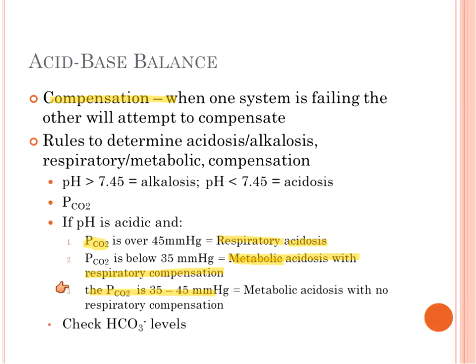If the partial pressure of carbon dioxide is normal and we still are acidic, then we say it's metabolic acidosis, and there's no respiratory compensation. And then the next thing that we would do is check the bicarbonate levels.